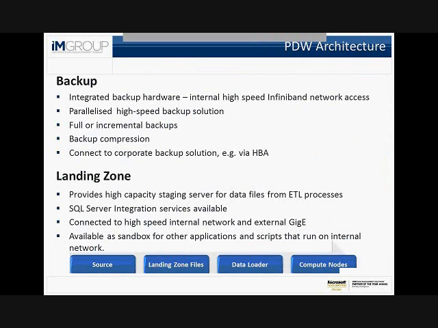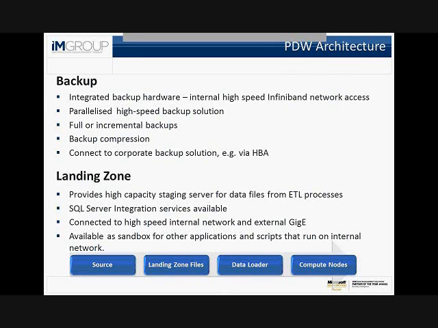As you would also have seen, there were a couple of other servers included in the control rack, which is the backup server, a dedicated server providing backup capability, and also the landing zone, which is a dedicated area that's available both on the public and on the private network of the appliance, which is a staging server for ETL processes.